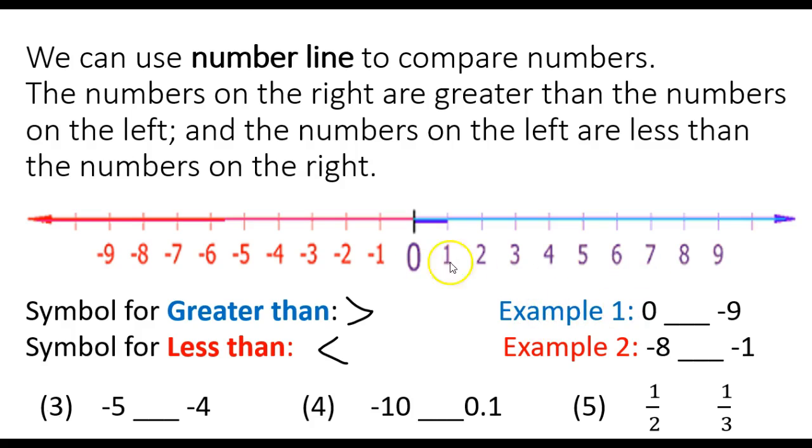So for example, is 0 less than or greater than -9? We look at 0. Is 0 on the right of -9 or on the left? 0 is on the right of -9 because -9 is down here. 0 is on the right of it. So 0 would be greater than -9.